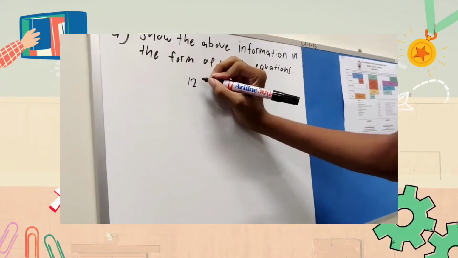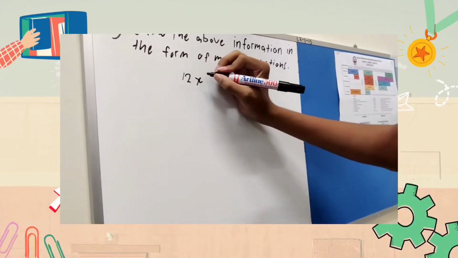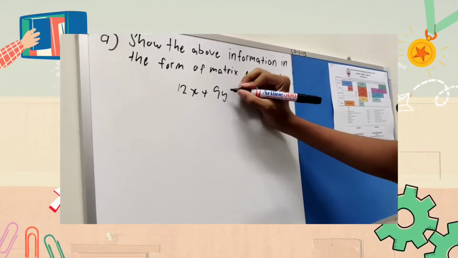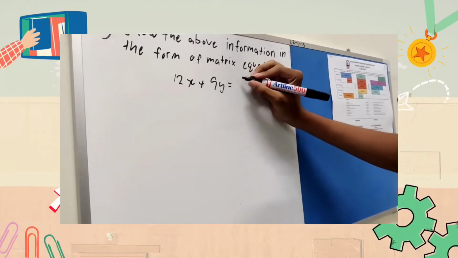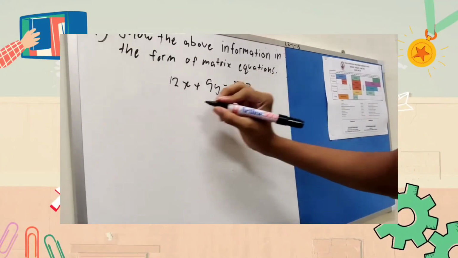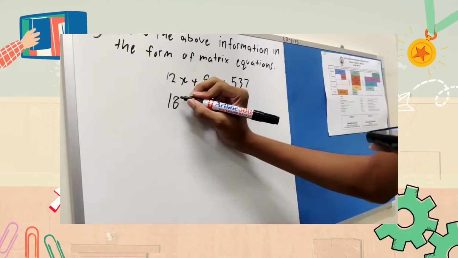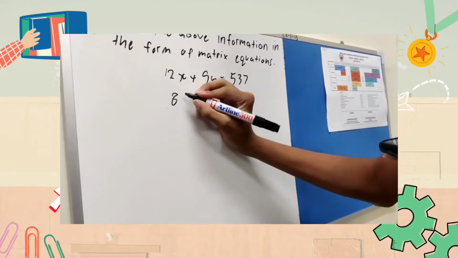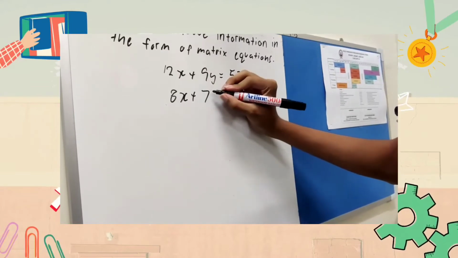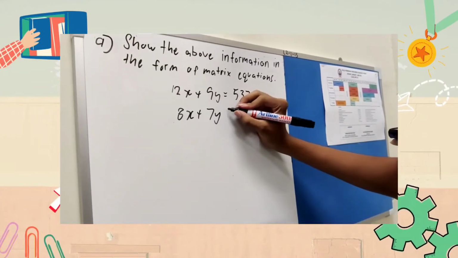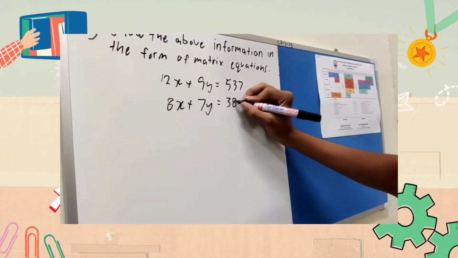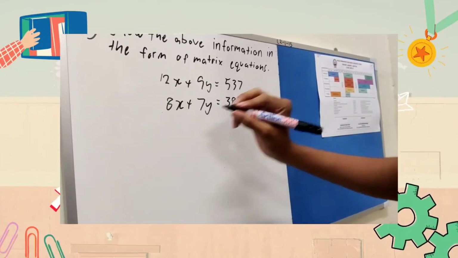Okay, so now we write 12s plus 9y equal to 537, and 8s plus 7y equal to 387.